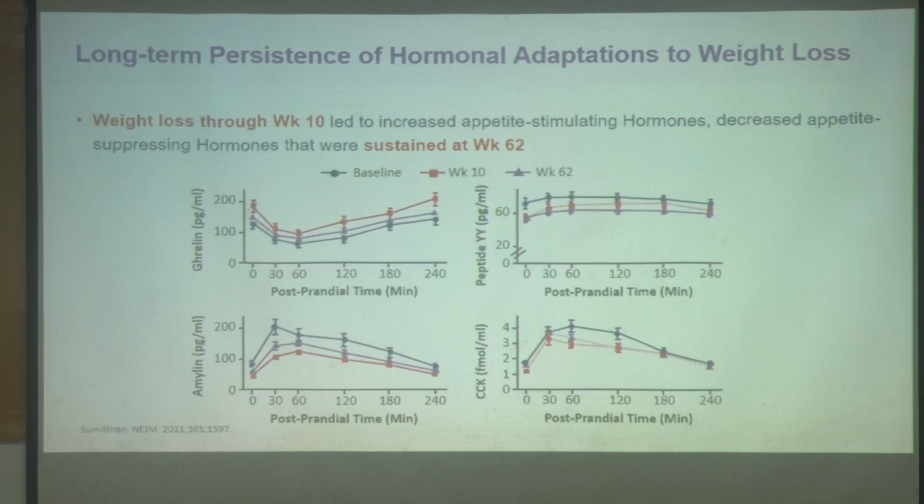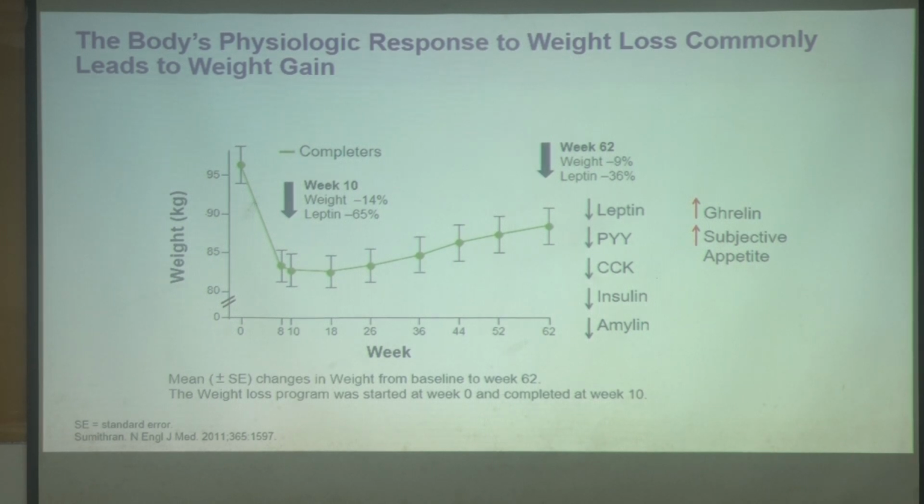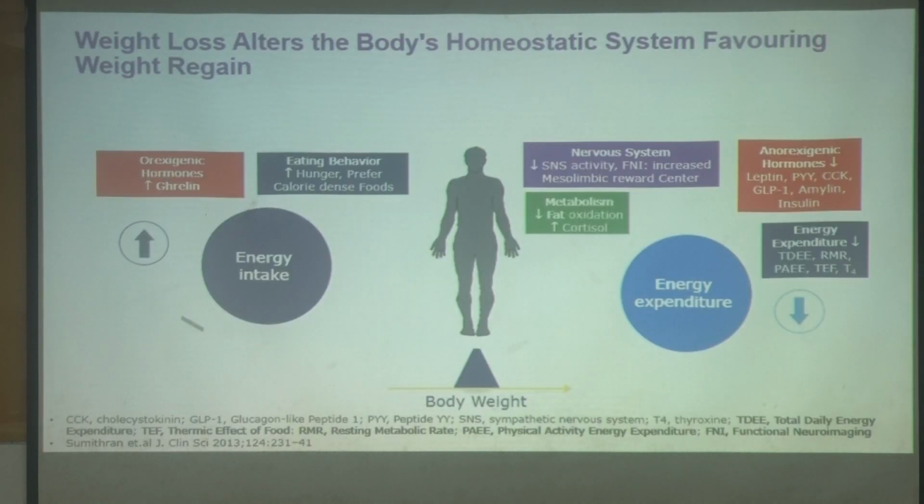There is long-term persistence of hormonal adaptations to weight loss, especially increased appetite-stimulating hormones and decreased appetite-suppressing hormones. There is an imbalance between anorexigenic signals and orexigenic signals. The body's physiological response to weight loss commonly leads to weight gain. There is excessive secretion or signals related to ghrelin as well as subjective appetite, and reduced secretion of leptin, peptide YY, cholecystokinin, insulin, and amylin. So weight loss alters the body's homeostatic system, favoring weight gain.